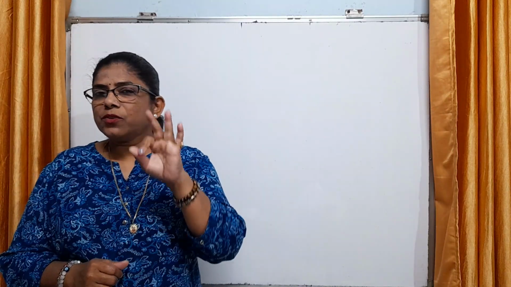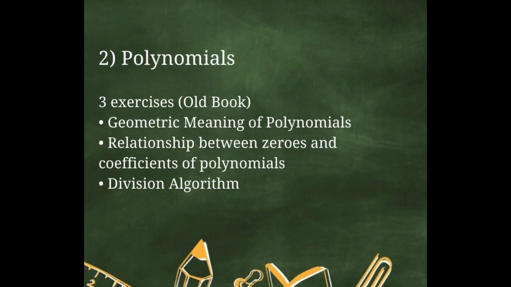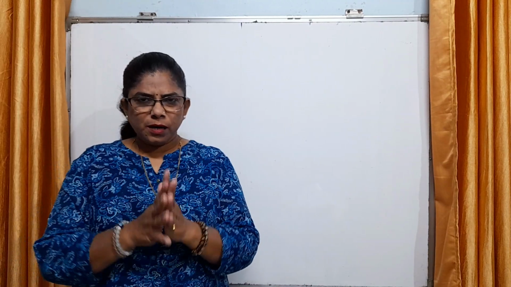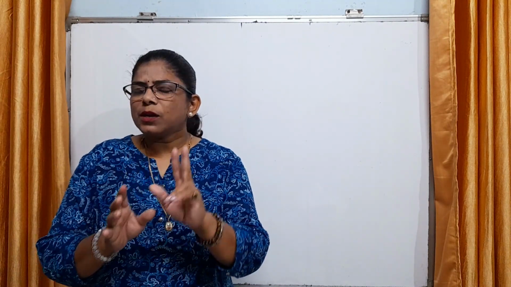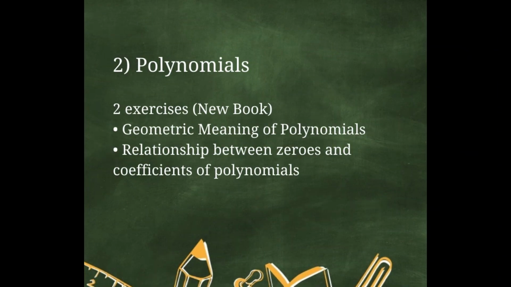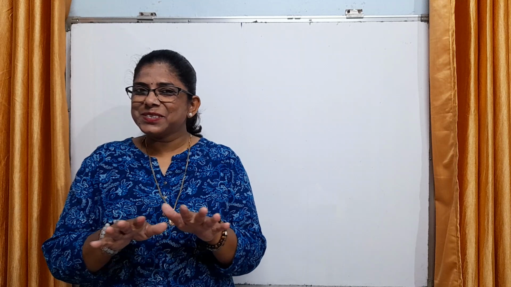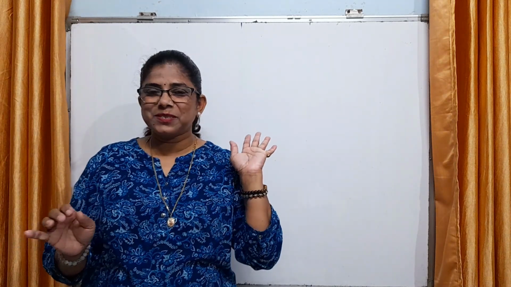Now the next chapter is polynomials. In the old book, there were 3 exercises of polynomials which were based on geometric meaning of polynomials, relationship between the zeros and coefficients of the polynomial, and division algorithm, means division of polynomials. But now in your new syllabus, there are only 2 exercises which are based on geometric meaning of polynomials and relationship between the zeros and coefficients of polynomials. Means division of polynomials is no more a part of your syllabus.